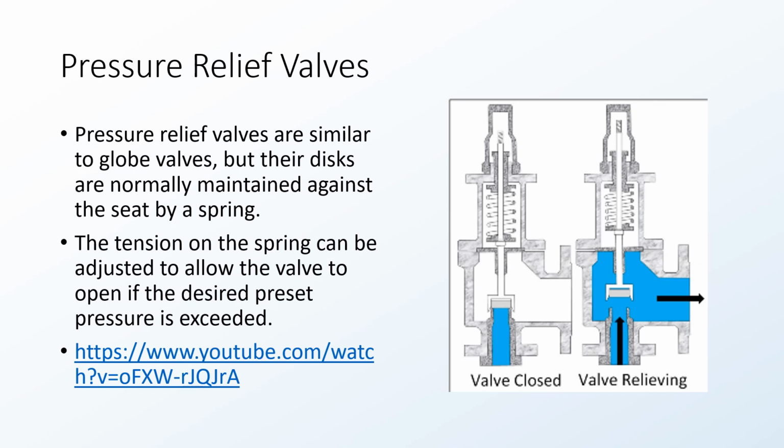Pressure relief valves are very similar to globe type. About the only difference between them is that in this case, the disc is normally maintained against the seat via a spring, and then that spring tension can be adjusted to whatever it is you want that valve to open at. So you've got this spring in here. They make different types of springs with different spring tension, and then you would use something like a set screw to adjust that, and then a locking nut to lock in that set point.